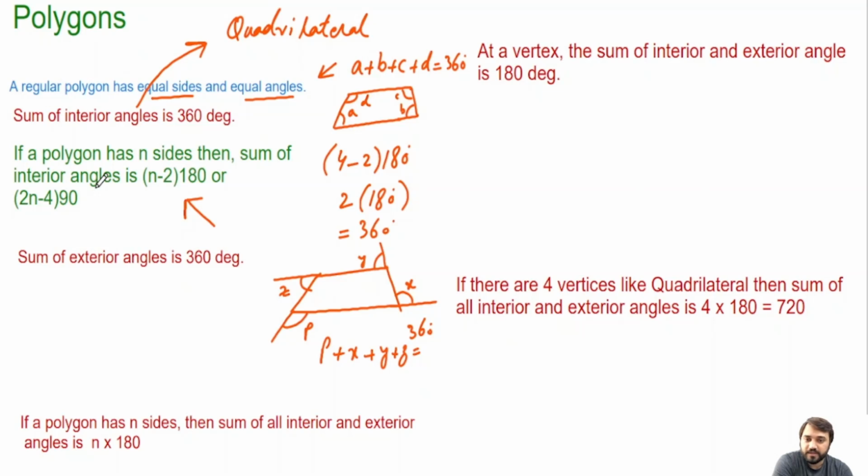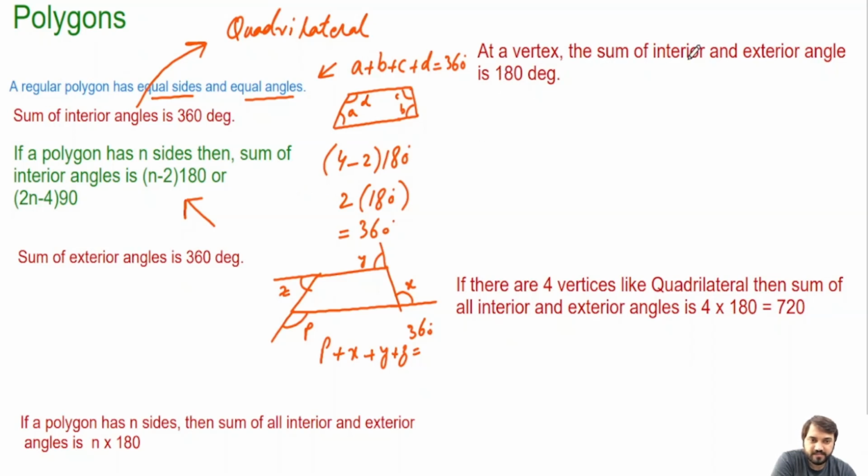And if you want to know the interior angle sum of any polygon, let's say pentagon, hexagon, heptagon, octagon, nonagon, then you just need to put n equal to the number of sides, and you will get the answer.